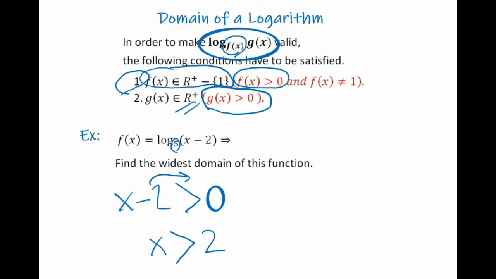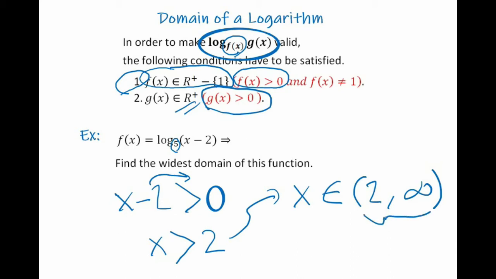And for the next step, from here, we can say that x is an element of an interval from 2 to positive infinity. Why? Because x is greater than 2. That means x can be any number greater than 2, and that 2 is not included. Why? Because there is no equal symbol.